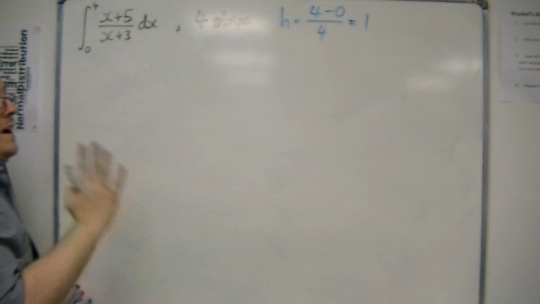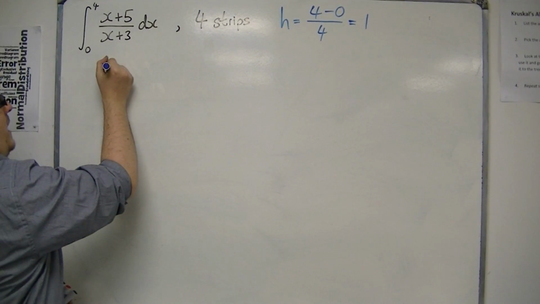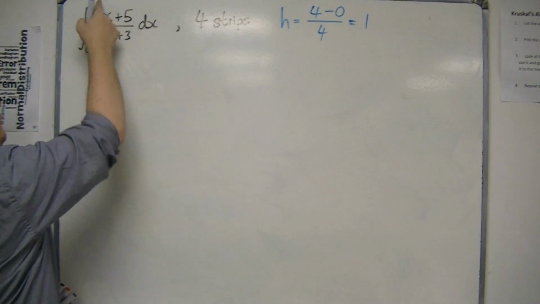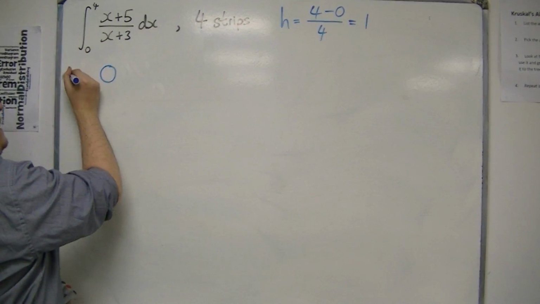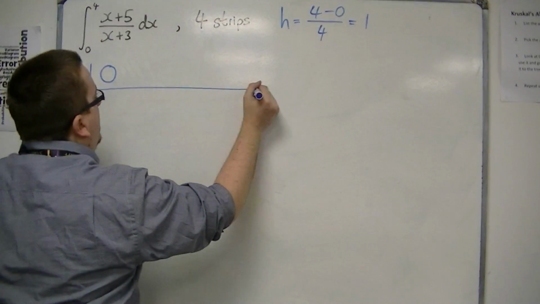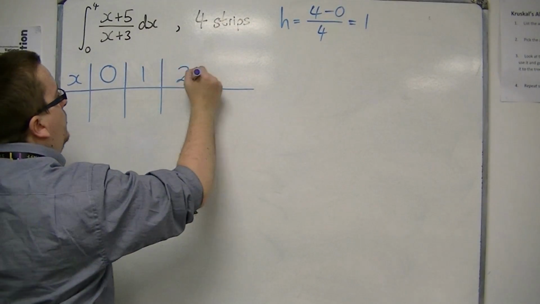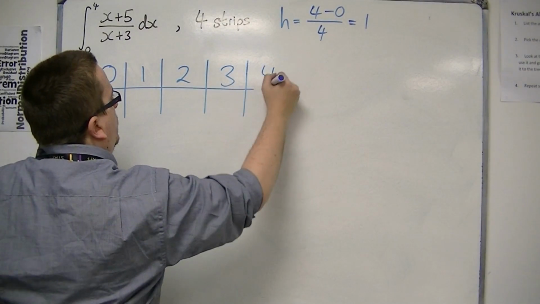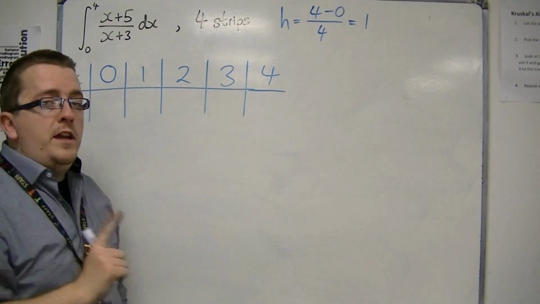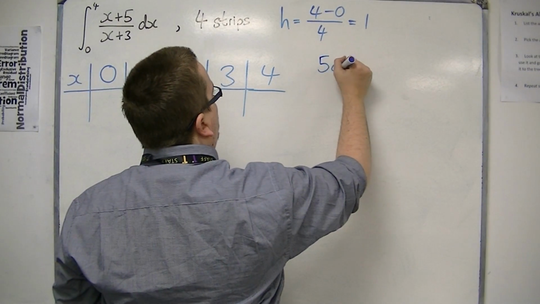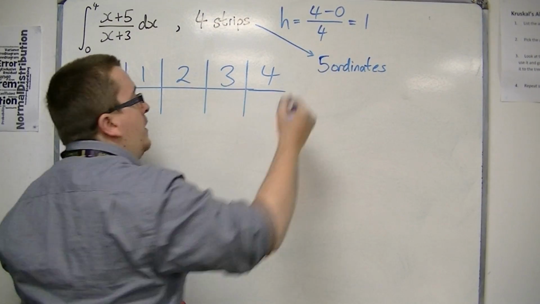Now it is good practice at this point to then build up a table of results. Now we have ordinates from 0 to 4. So we begin at 0. So these are going to be my x's that I'm substituting in. So 0 and width 1, so 1, 2, 3, 4. Okay? So notice how we've got 1, 2, 3, 4, 5 ordinates. So 4 strips, 5 ordinates.